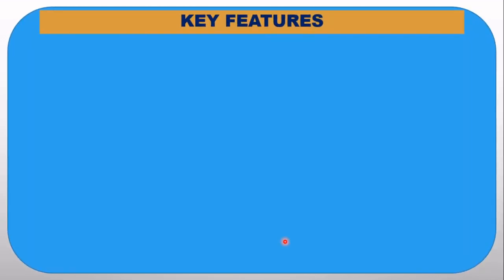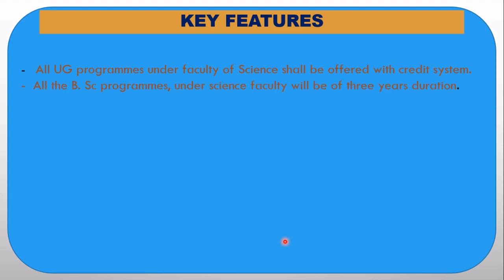Now, what are the key features of this CBCS pattern, we will discuss. All UG programs under the Faculty of Science shall be offered with the credit system. So from June 2019, all UG programs under the Faculty of Science will be offered with the credit system. All the BSc programs under the science faculty will be of 3 years, means any science degree will be of 3 years duration.